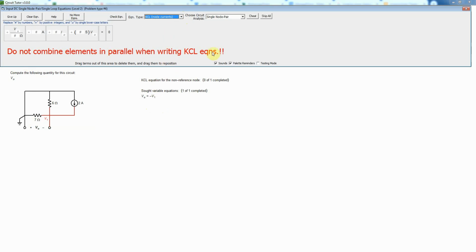And again, it reminds me, don't combine elements in parallel when I'm writing a KCL equation, just as you don't want to combine elements in series mentally when you're writing a KVL equation. Okay, so that means I'm going to need a separate equation for the current leaving node 1, say, through each resistor. So that needs 2 of those, and then one for the current source, and then that'll equal 0. And again, it doesn't matter how you arrange these terms as long as it's algebraically correct. But I'm just going to do it this way for simplicity.